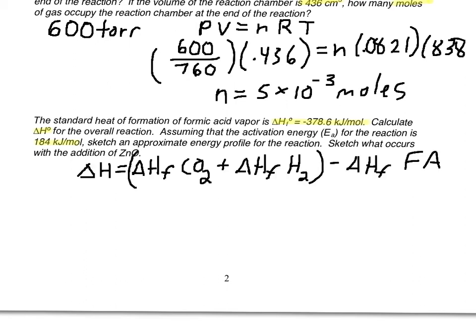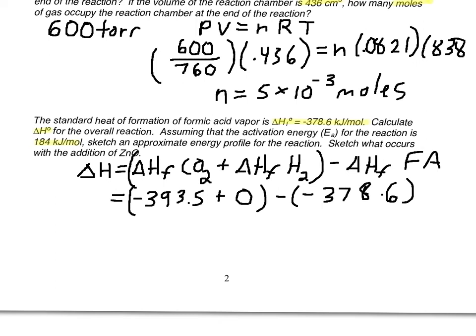So we can use the equation of products minus reactants. If I look up the delta H of formation for carbon dioxide, I get negative 393.5 kilojoules per mole. For H2, it's just 0 because it's an element in its standard form. And then it tells me in the problem the enthalpy of formation for formic acid. And then the delta H of reaction is what I'm trying to find. Go through and solve this, and I get negative 14.9 kilojoules per mole.